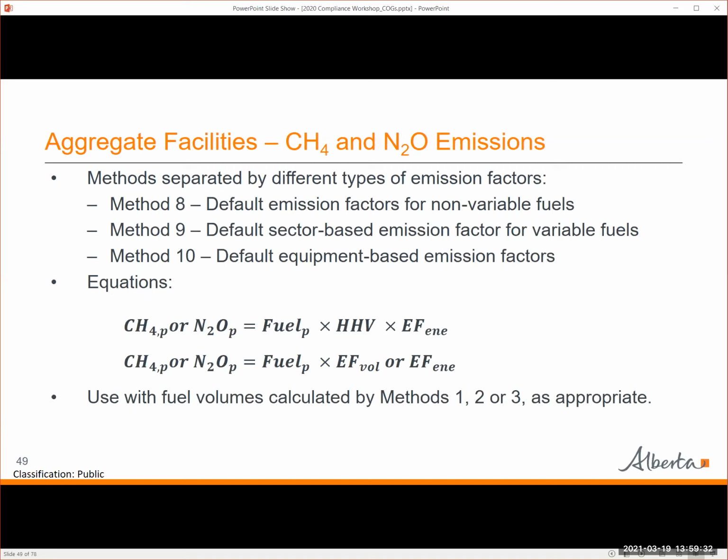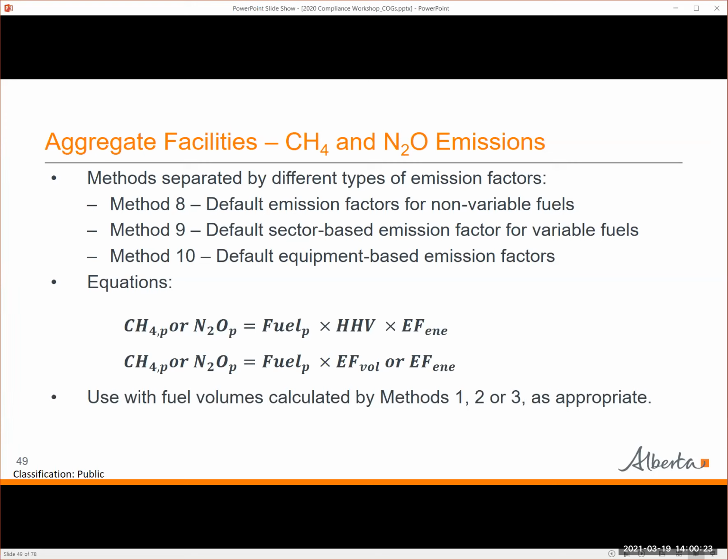So moving from CO2 emissions to methane and nitrous oxide emissions, again, when we're looking at the non-variable fuels, we're looking at a default emissions factor for methane and nitrous oxide. The other options for, I guess, variable fuels are to look at either sector-based emissions factors or default equipment-based emissions factors. And so the main advantage probably of going to an equipment-based emissions factor approach is to be able to recognize over time improvement in equipment or in equipment controls that have an impact on your methane or nitrous oxide emissions for those pieces of equipment.